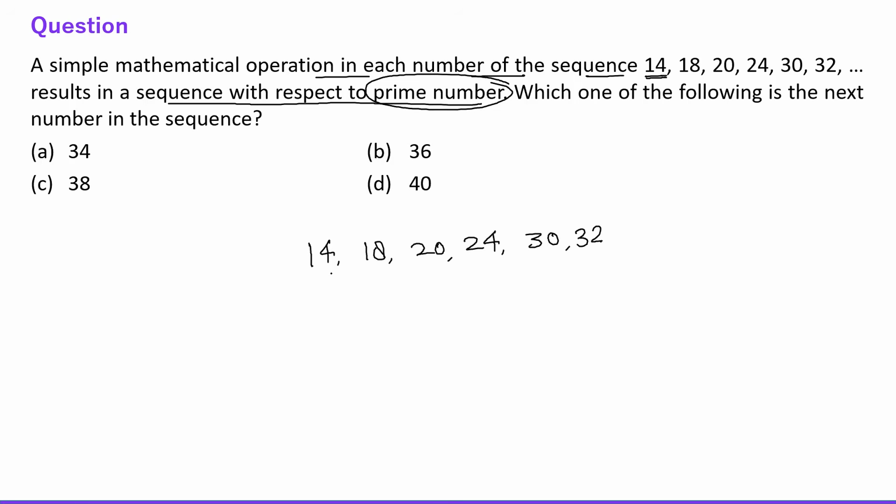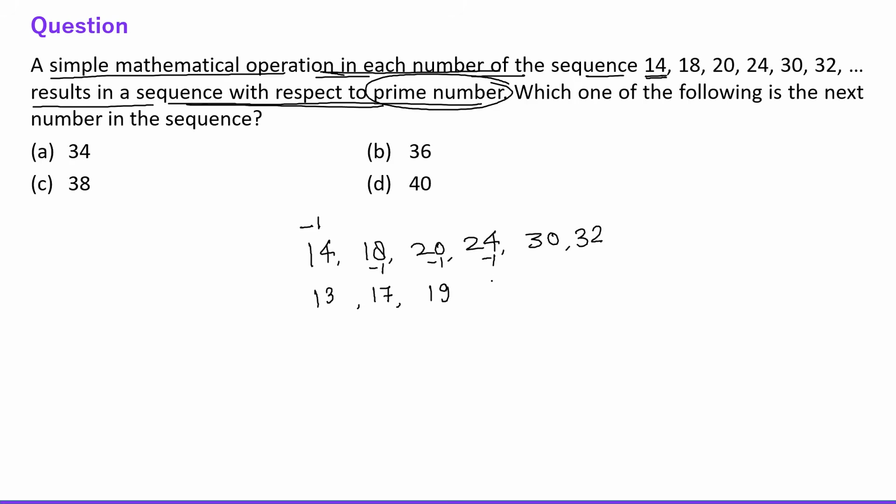So they are saying prime numbers. So nearest to 14, which prime number is there? So it is 13. So 14 minus 1 is 13. They are saying a simple mathematical operation in each number of the sequence results in the sequence with respect to prime numbers. So 14 minus 1 is equal to 13. So next term 18 minus 1 will be 17. Then next term 20 minus 1 will be 19.